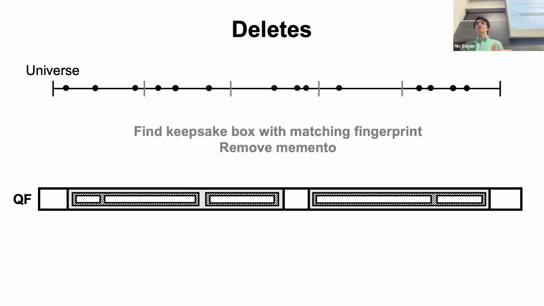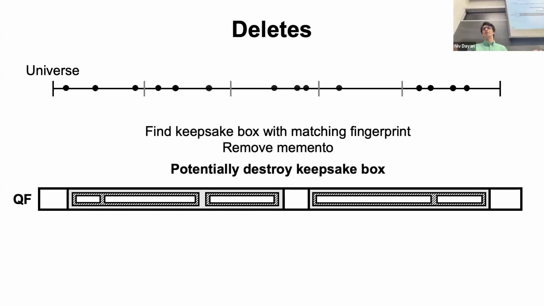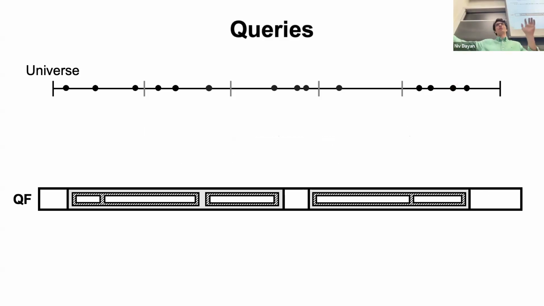Deletes are very similar. You just find the keepsake box with the same fingerprint and you remove the memento you're planning on deleting. This may potentially exhaust the keepsake box, so it might become empty, at which point you just remove the entire thing and destroy it. As an example, if you remove that one over there, one of your runs is going to shrink, and then you shift stuff to the left to maintain the compact encoding of your quotient filter. Do insertions and deletions make sense, roughly speaking? All right, cool.